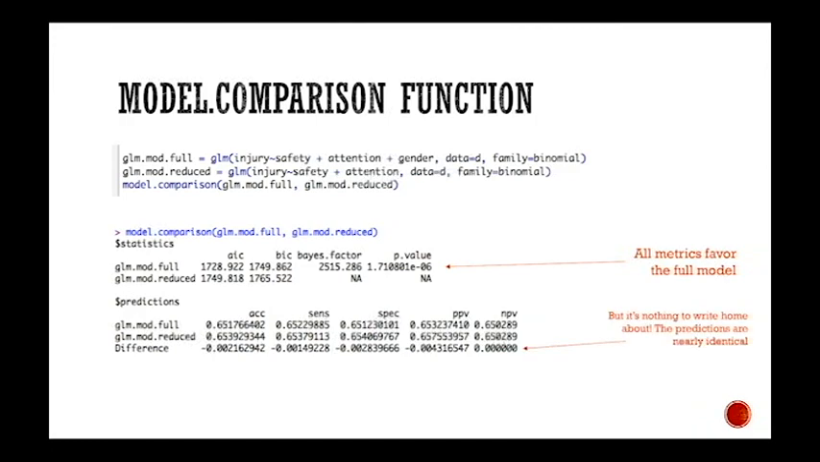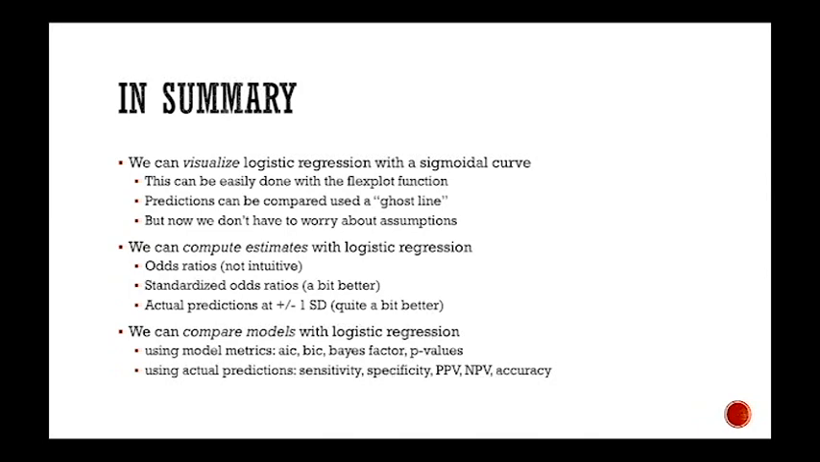Predictions are nearly identical. So in summary, we can visualize logistic regression with a sigmoidal curve, or what was the term that I said earlier? The ogive curve. This can easily be done with Flexplot functions. Predictions can be compared using a Ghostline. And now we don't have to worry about the assumptions, which is very cool. Linear regression makes lots of assumptions. Logistic regression doesn't. The only assumption it really makes is that the outcome is binary.